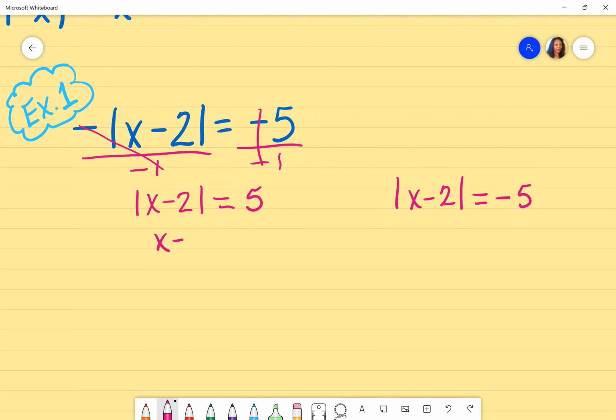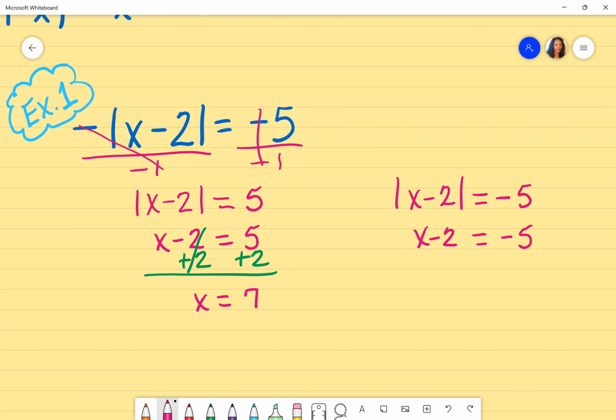So this is going to be x minus 2 is equal to 5. And then I just want to add 2 on both sides because that's the inverse, and continue solving for x. So x in this case is going to equal 7. On the other side, what I want to do is drop the bars, and I'm left with x minus 2 is equal to -5. And again, I'm going to add 2 because it's currently a -2. So I want to make sure that I am doing the inverse. And I have x is equal to -3 this time.